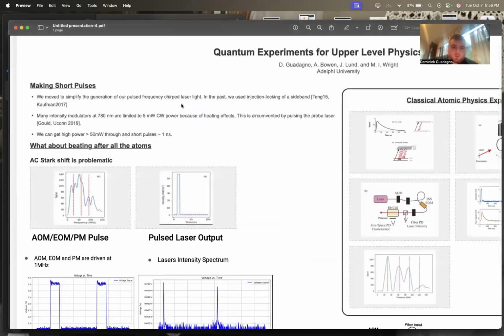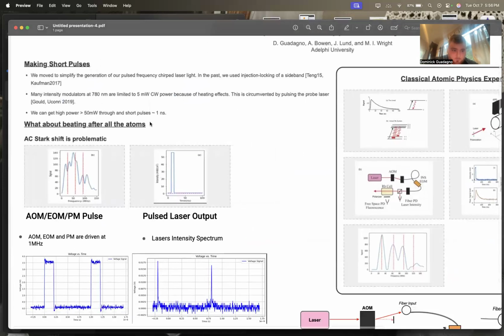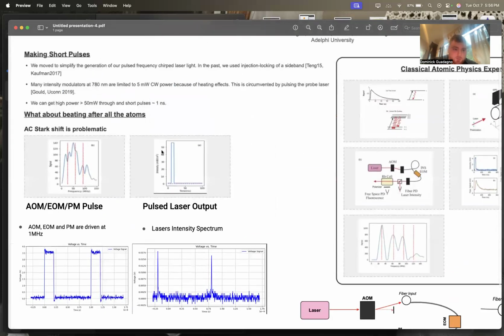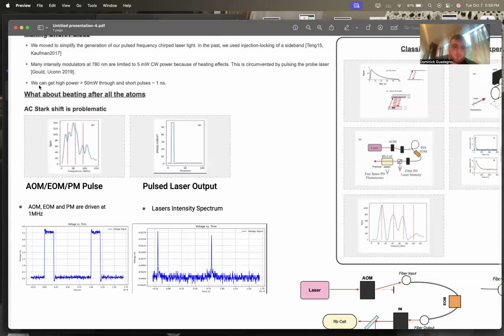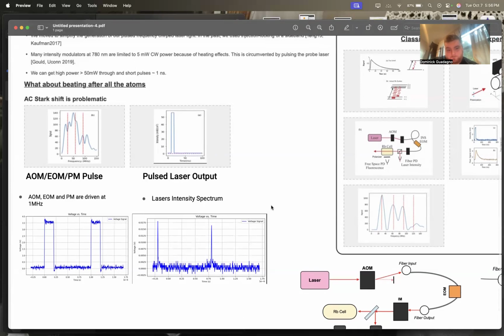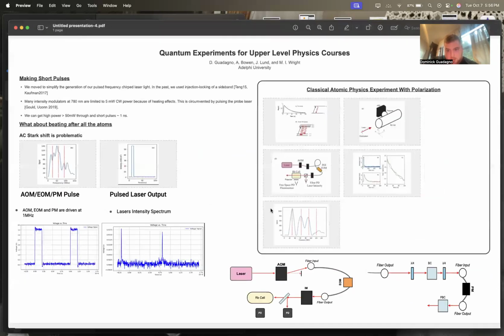What else do we have here? We get high power because of our pulsing, and I'm very optimistically hoping to get around 1 nanosecond. And I should mention the reason we want this pulse so narrow is because we want to see. Well, I think I did mention that already.